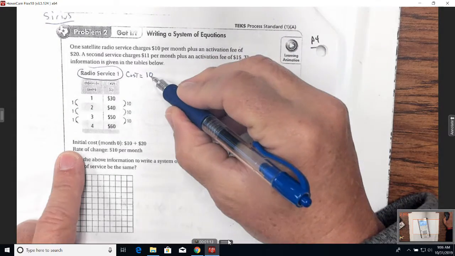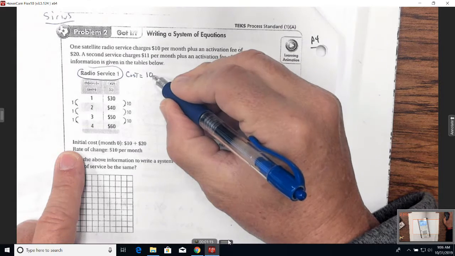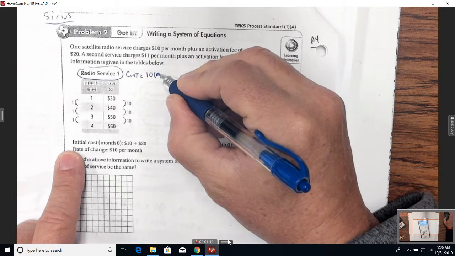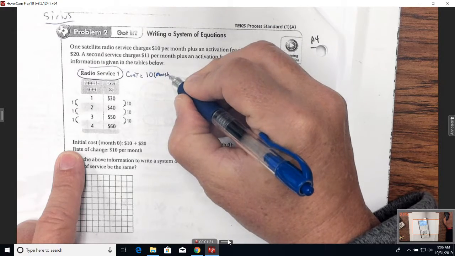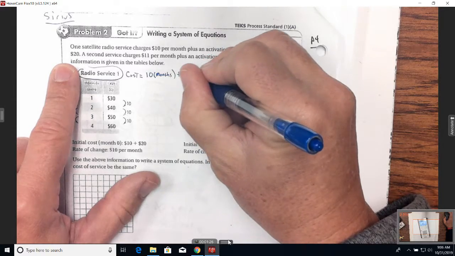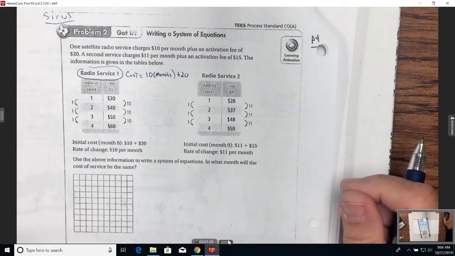So what am I doing to calculate the cost per month? I'm taking $10 and multiplying it by what? The number of months that I have the service, plus an activation fee of $20. So it's going to cost me $20 in addition to that.